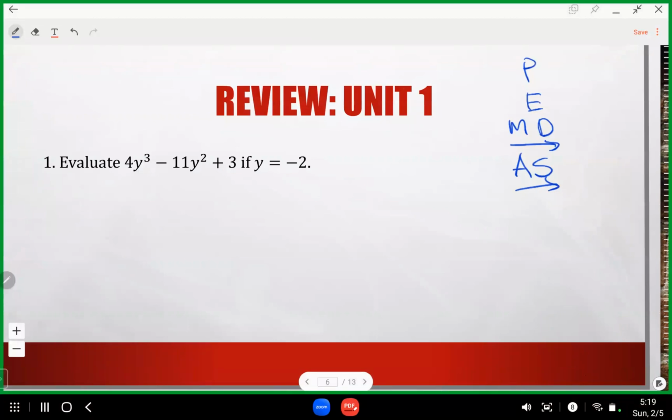We've learned this, very easy. So all you need to do is plug in -2 for y. So let's just do that real quick. I'll give you a few moments to do this. Okay, so just do this problem and we'll go over it. That's basically all we did in unit 1. It's pretty easy. We didn't do many hard things. So just do this problem real quick. You can use your calculators. It's all fine. It's just evaluation. Should be pretty quick work.